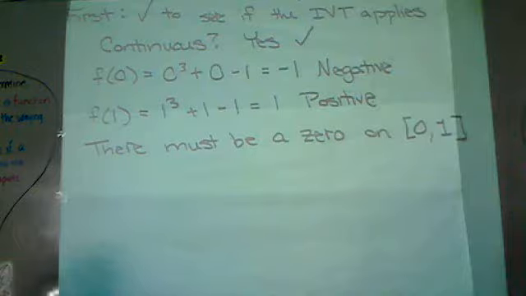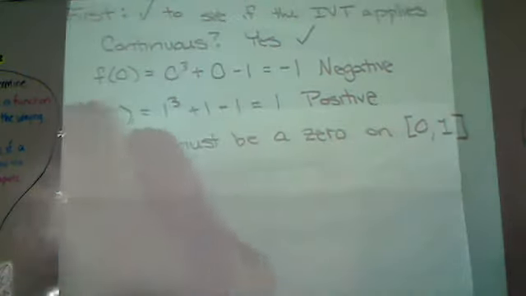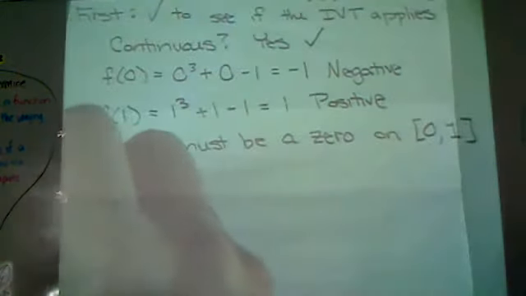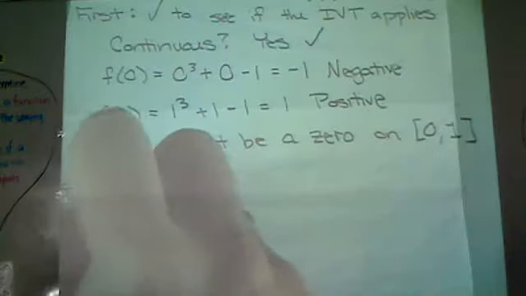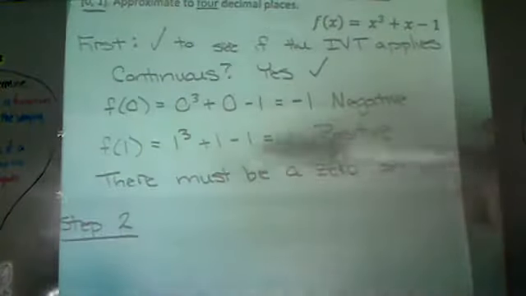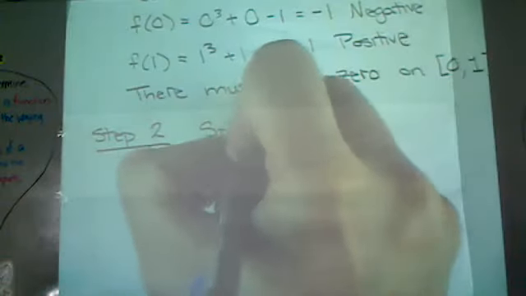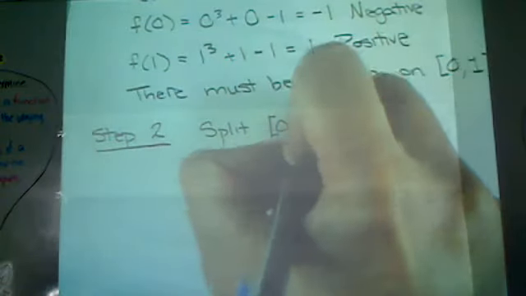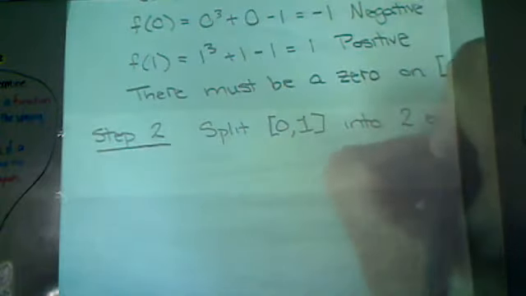Now the fun part. We're going to call this step 1. So after, no, you know what? Let's call it step 2. Since we decided this will be our step 1, we had to check to make sure we could do it. So step 2, we're going to split the interval into 2 equal parts.